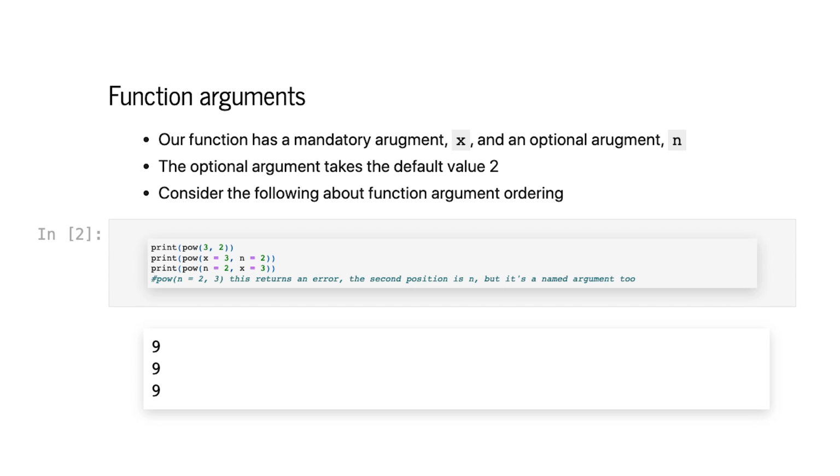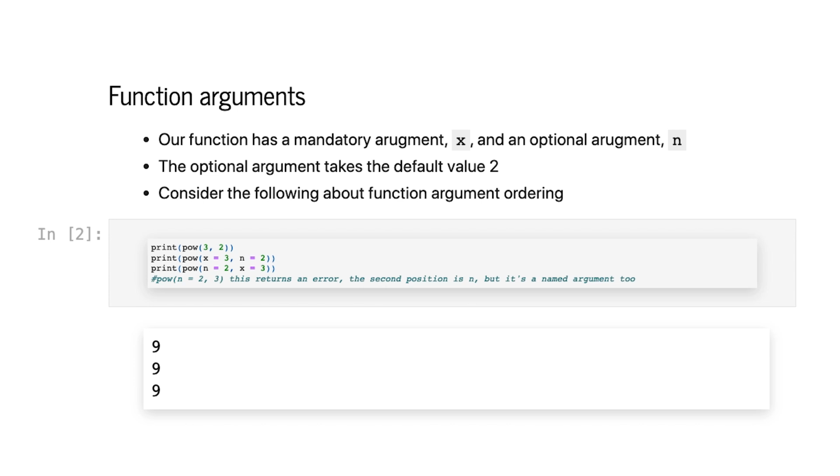Okay, now the next one, x equals 3, n equals 2. Now I've actually named the arguments. That forces Python to say, okay, it's specifically the argument x that I want to set to the value 3, and it's specifically the argument n that I want to set to the value 2. And then when you name all your arguments, you can then switch the order, right? So then I can say, like in the next line, n equals 2, x equals 3.